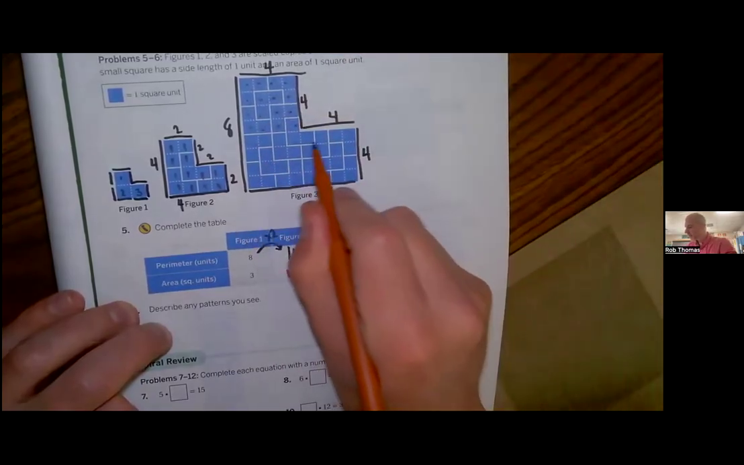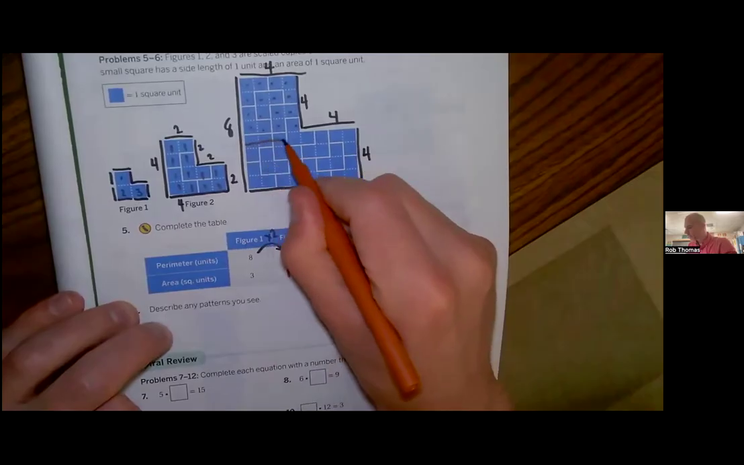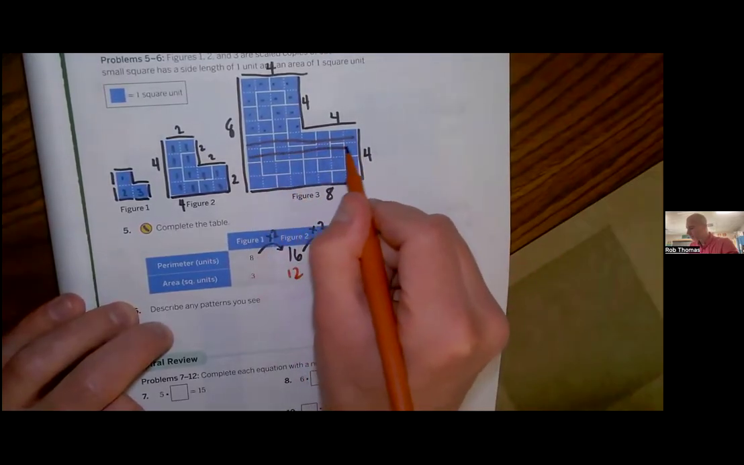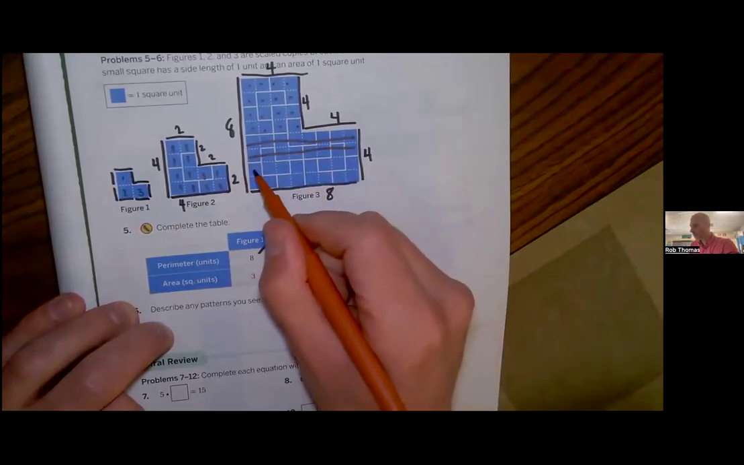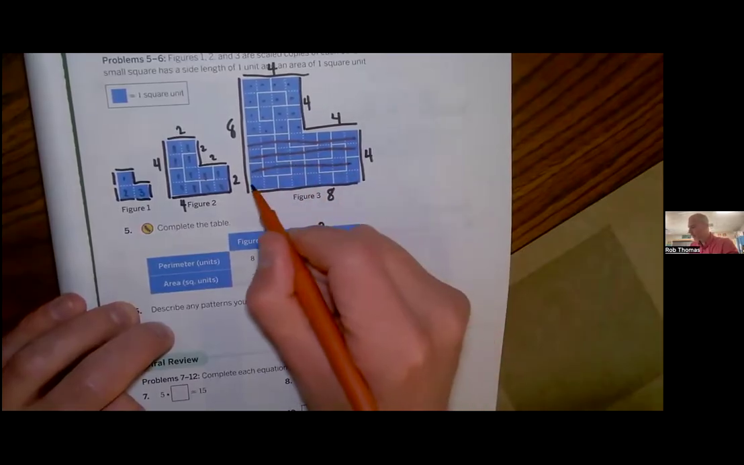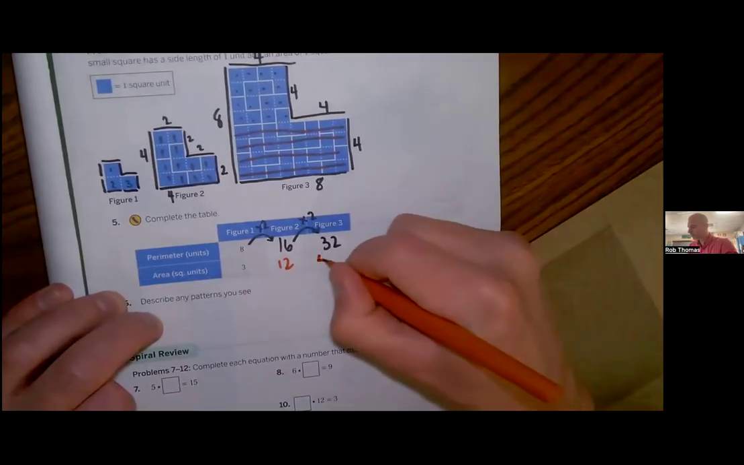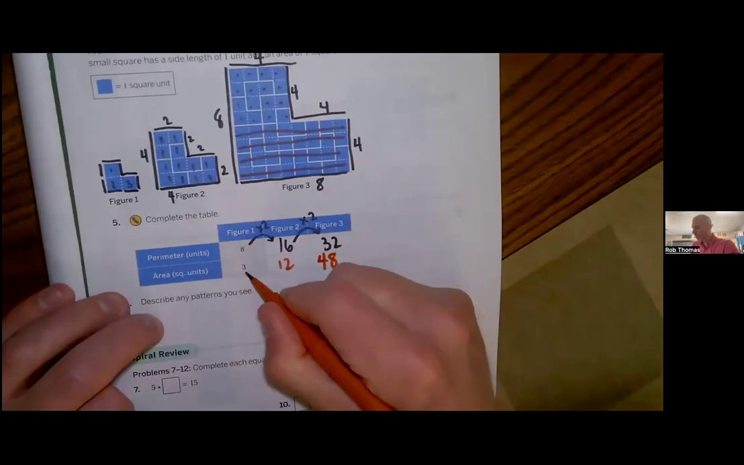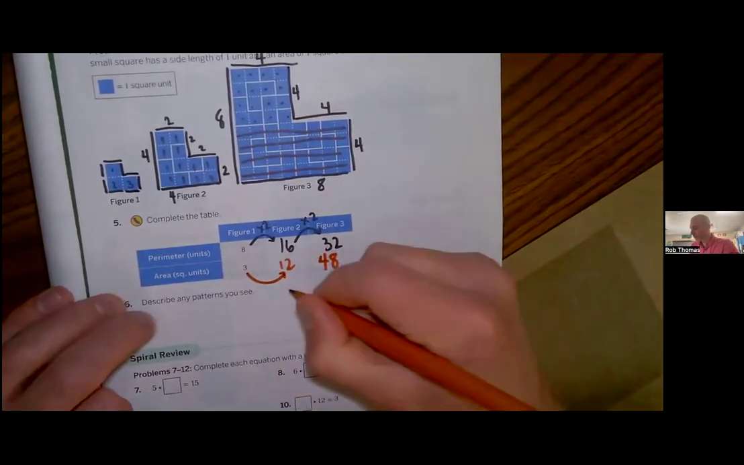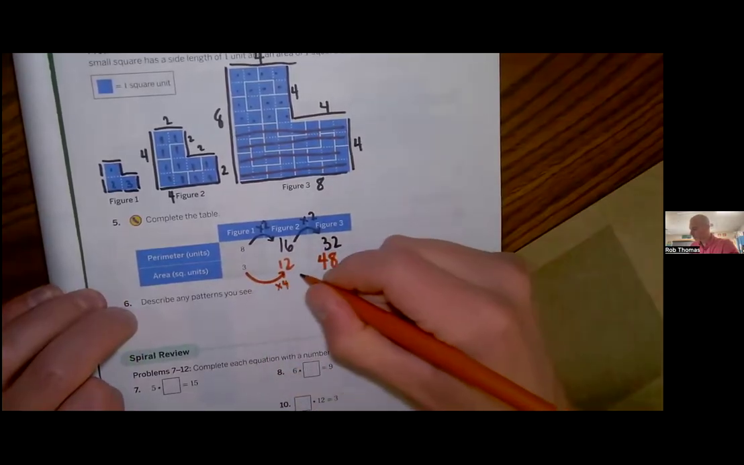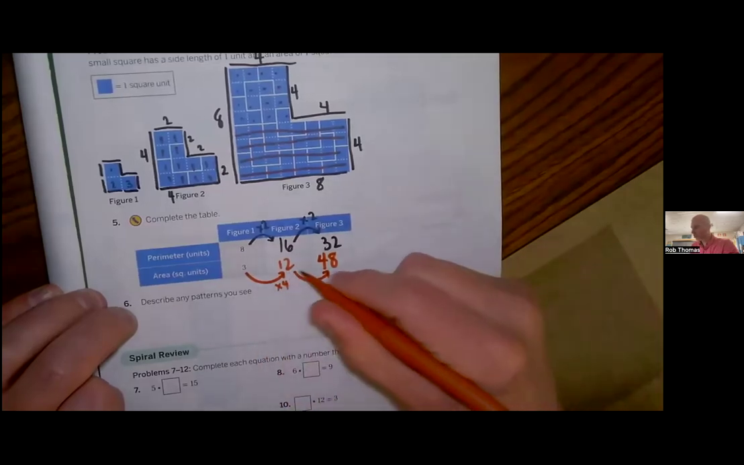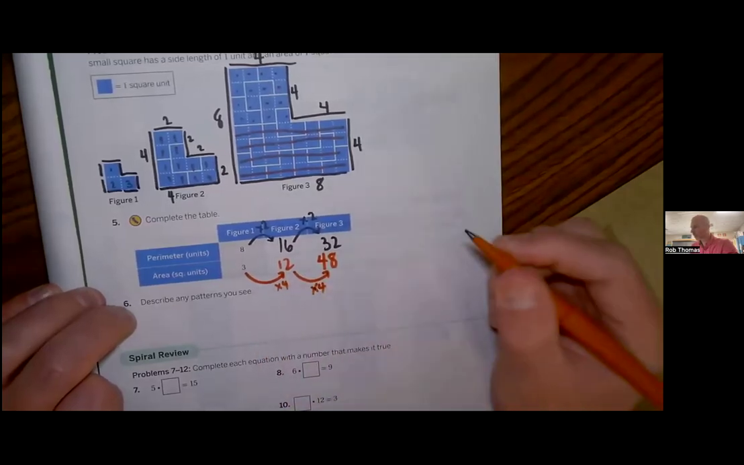Okay, this row is going to have 8 more. So if I count this row, that should make 24, 32. I'm just counting by my 8s. 40, 48. And so what I notice here is that the pattern is times 4. 3 times 4 is 12. 12 times 4 is 48.